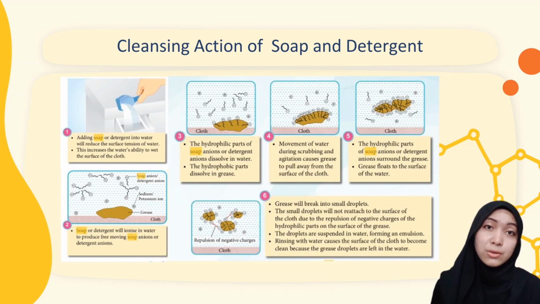Movement of water during scrubbing and agitation will cause the grease to pull away from the surface of the cloth. The hydrophilic parts of the soap or detergent anions will surround the grease. The grease will break into small droplets, and the small droplets will not reattach to the surface of the cloth. Why? It is because of the repulsion of negative charges of the hydrophilic parts. The droplets are suspended in water, forming an emulsion. Rinsing with water will make the cloth clean, because the grease droplets are left in the water.